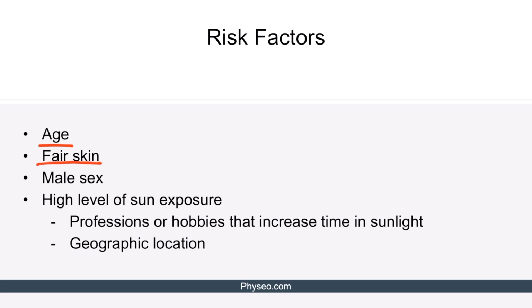Another risk factor is fair skin. So there's less melanin, so more opportunity for the ultraviolet rays to damage DNA and cause upregulation of that transcription factor activator protein 1. So less melanin means more of that bad protein. And males are also at an increased risk of photoaging because they've been historically more likely to have occupations that involve significant amounts of time spent outdoors.